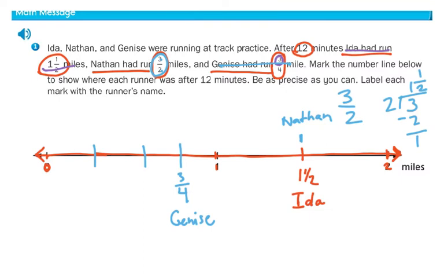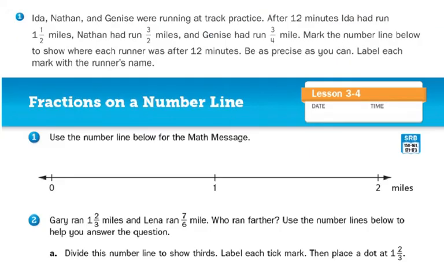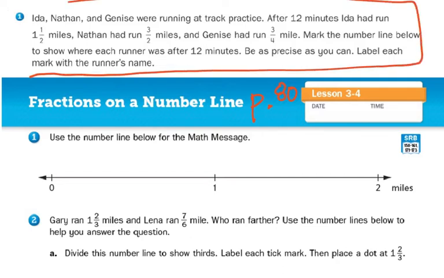Let's go ahead and take this information into our math journal, starting on page 80. Would you please open to page 80? You are going to fill this out as you are watching the video. Here's the information that we just completed on the previous screen. It says use the number line for the math message. We just did that, but if you want to go ahead and put that in there, remember Nathan was at 3/2.